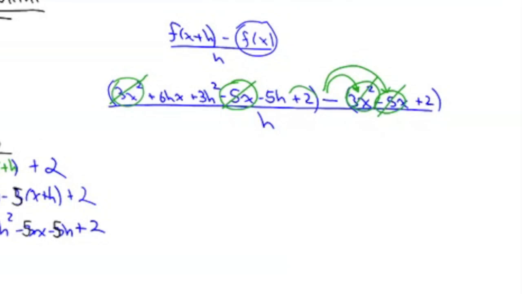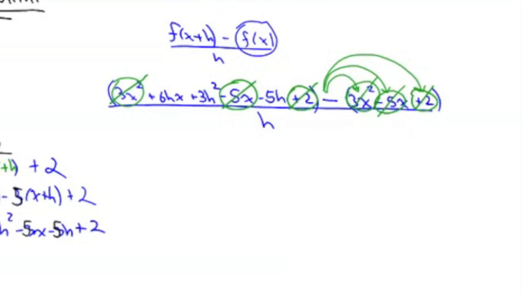Here you have a positive 2. Here you're going to have a negative 2. So these two are also going to cancel. So one of the properties of the difference quotient of a polynomial is your original polynomial is going to cancel. The whole thing disappeared, 3x squared minus 5x plus 2. They all cancel. And what you're left with, each of them has an h, which is really good because there's an h in the bottom.